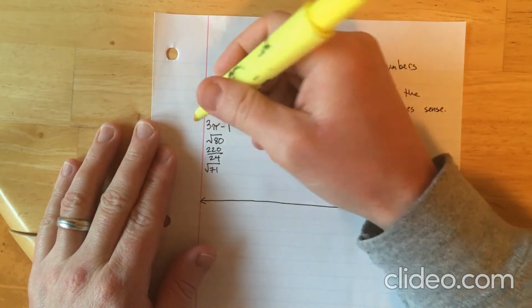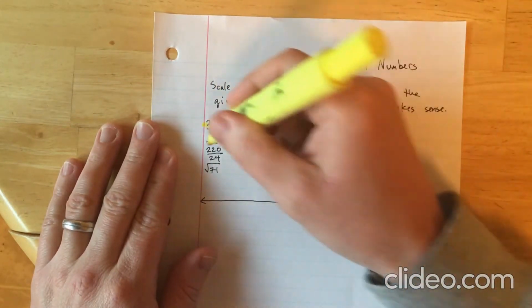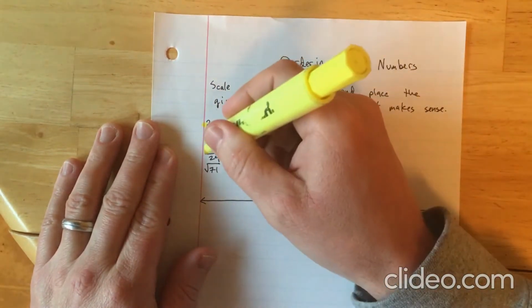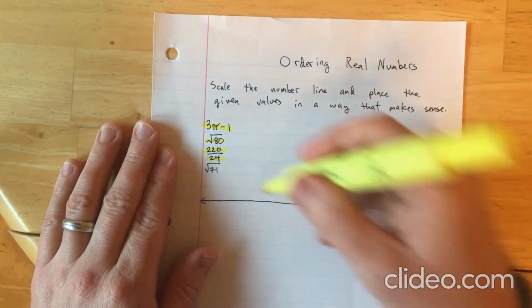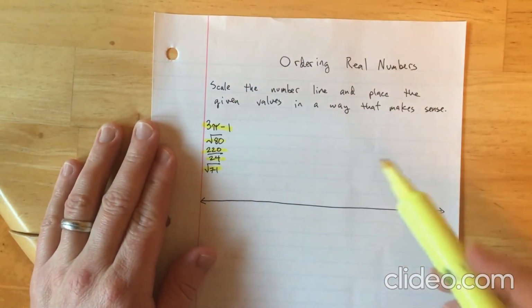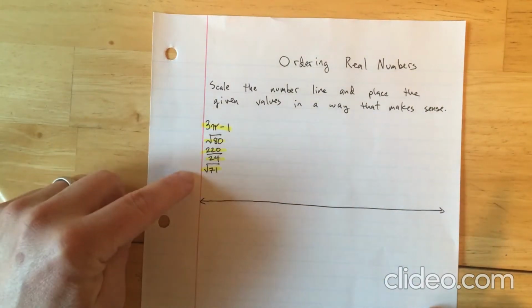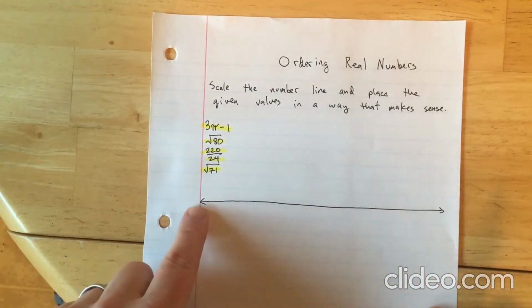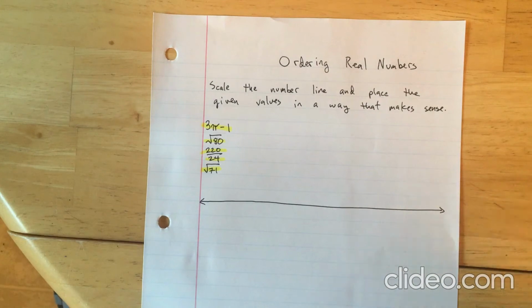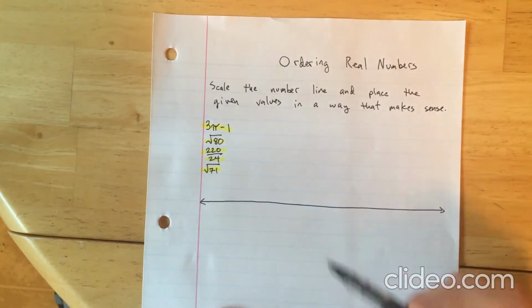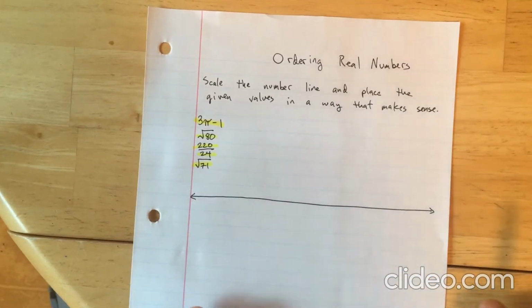So I have four values here: 3 pi minus 1, the square root of 80, 220 over 24, and the square root of 71. And I want to figure out how to scale this number line and put these four values along this number line in a way that makes sense. But I'm not going to just jump in and add the scale first. I think some people would make the mistake and think, oh, I'll put a 0 in the middle, but let's not do that.